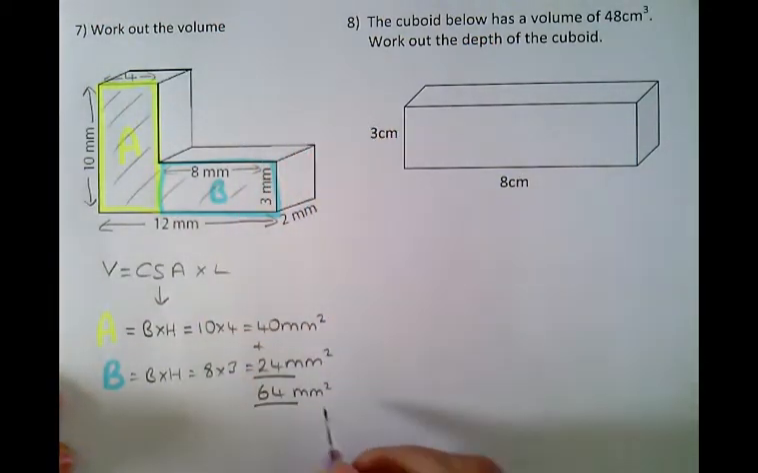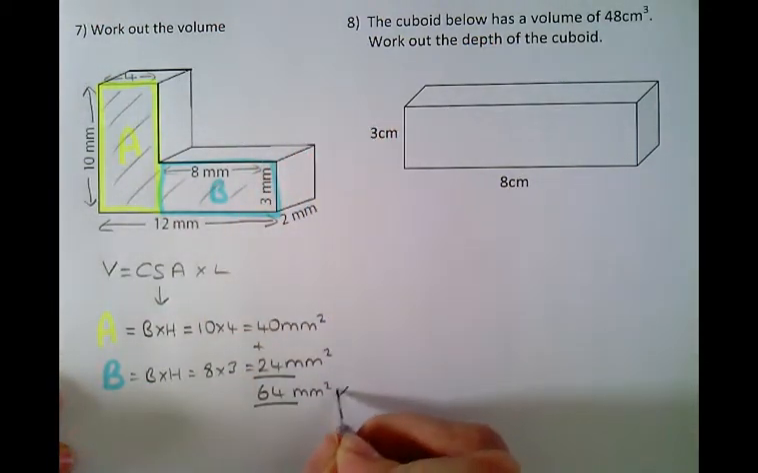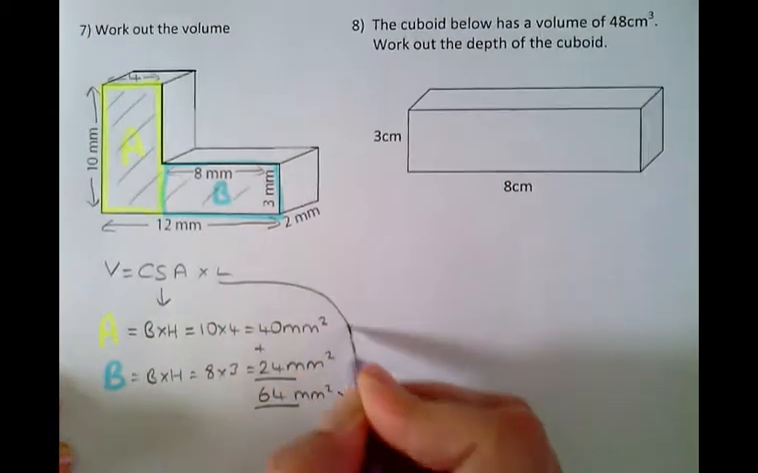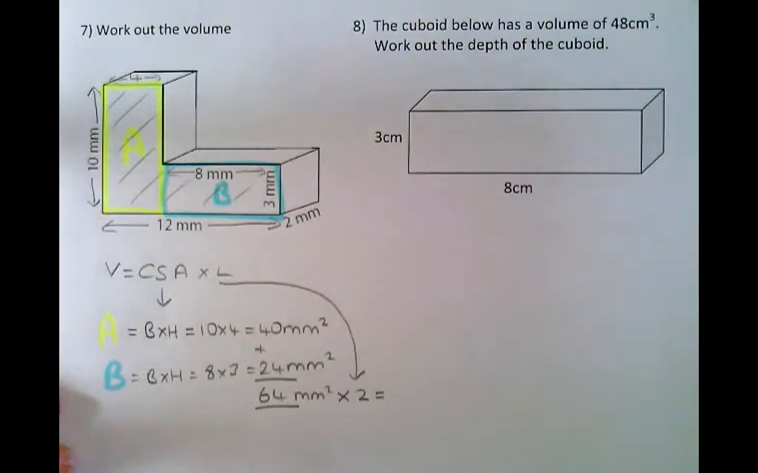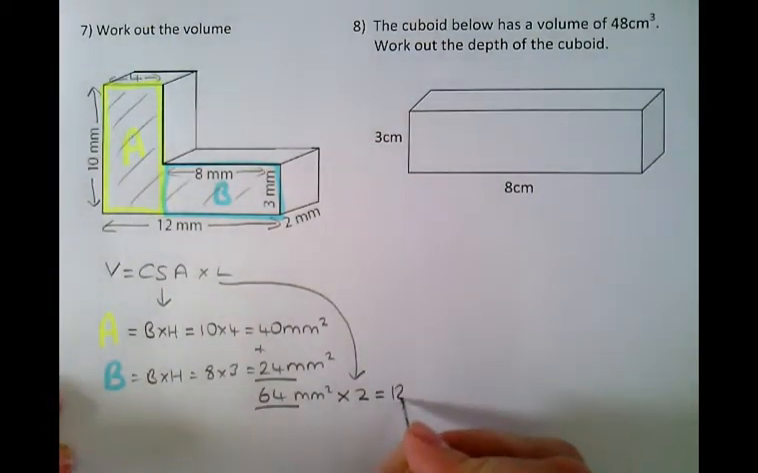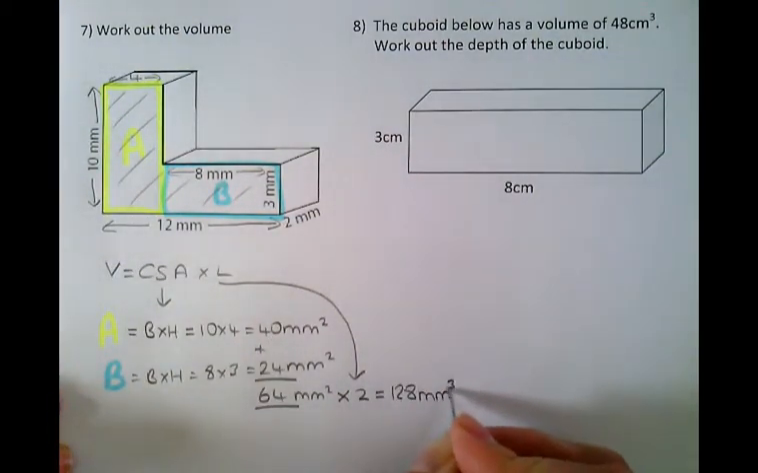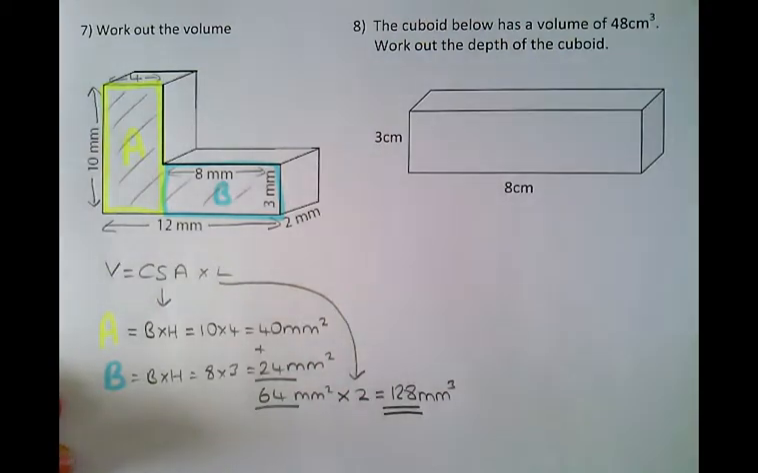So right at the end then you would do 64 times by 2. So that's the length going back that you times by. So 64 times by 2, 128. And that turns it into millimetres cubed for your volume rather than millimetres squared for your area.